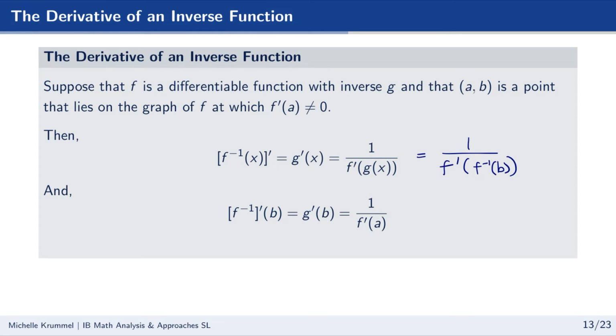Now to find this, it really is a 3-step process. The first thing you have to do is figure out what is f inverse of b. What does that equal? Because that's the number you're going to have to substitute into f prime. So that's what we want to do first. We figure out what is f inverse of b. Then, next step, we substitute that into f prime of x. And then finally, we take the reciprocal. So our final answer is just 1 over all of that.